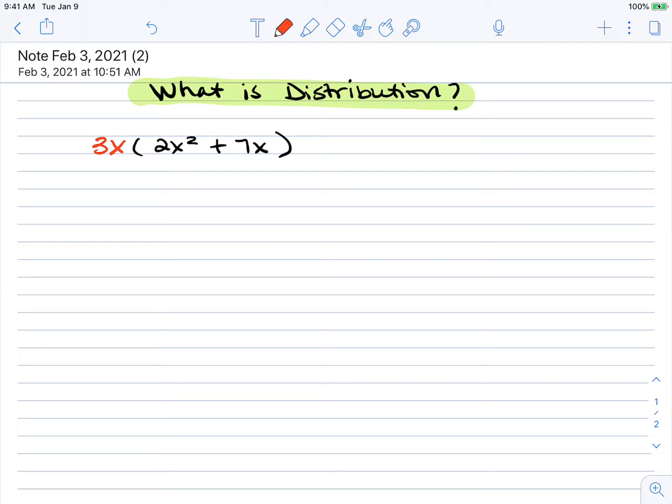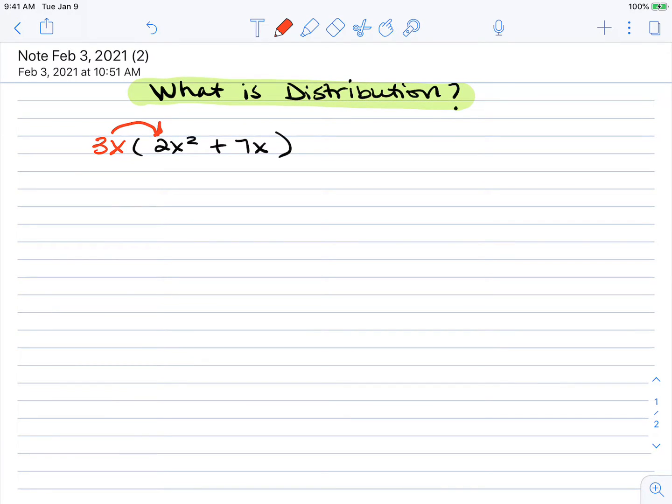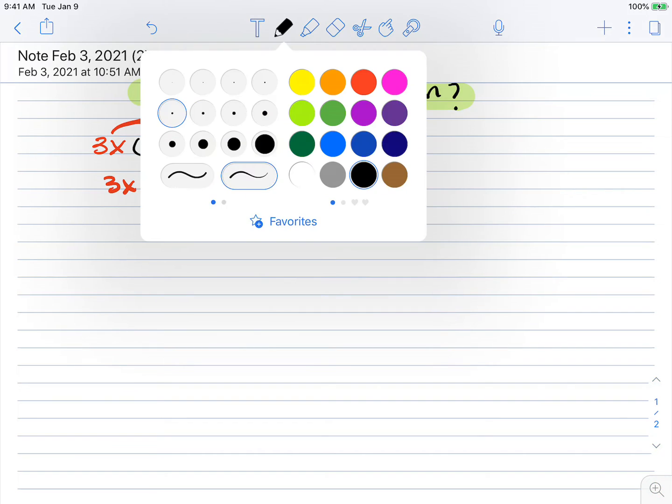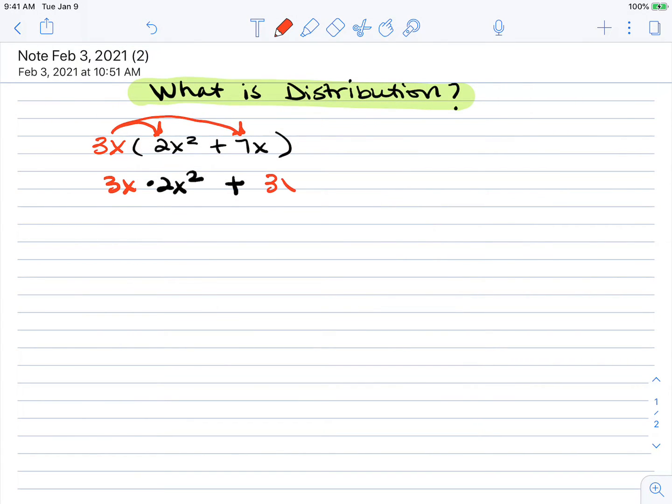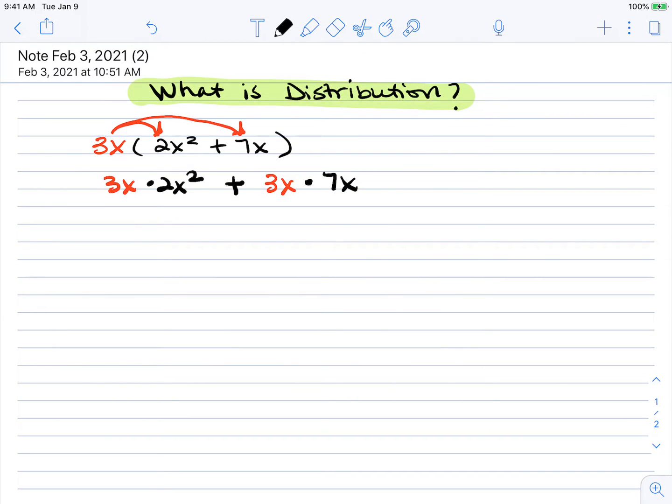What is distribution? Well, distribution is a way to multiply through a polynomial. So when I'm distributing, what I'm doing is I'm multiplying my 3x by the two terms within the parentheses. So what I'm doing here is I'm saying I'm going to take 3x and multiply that by this 2x squared. And then I'm going to take this 3x and multiply it by this 7x.